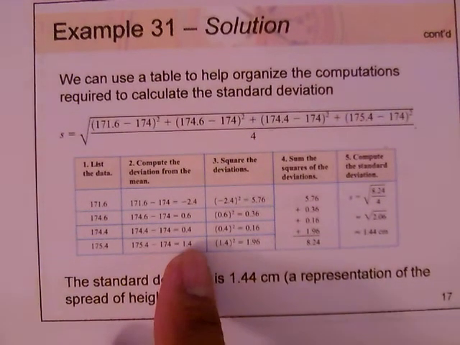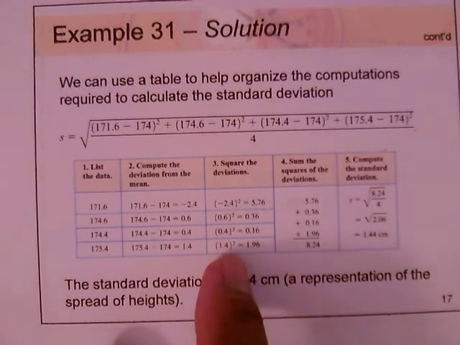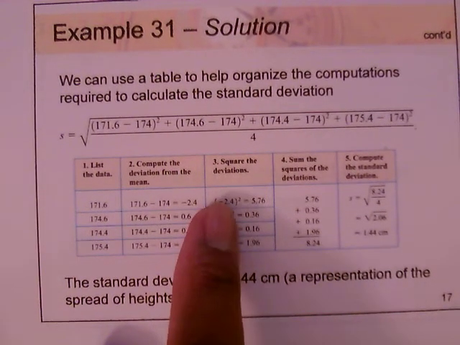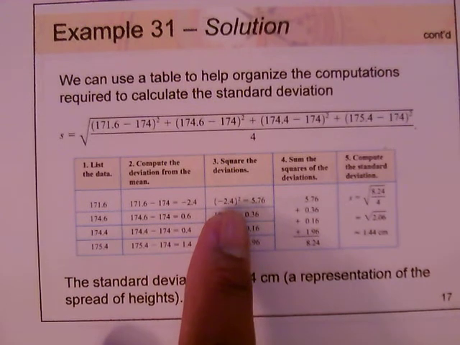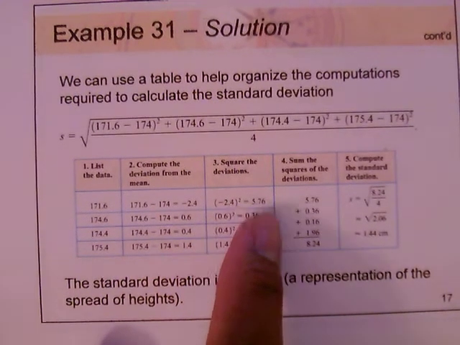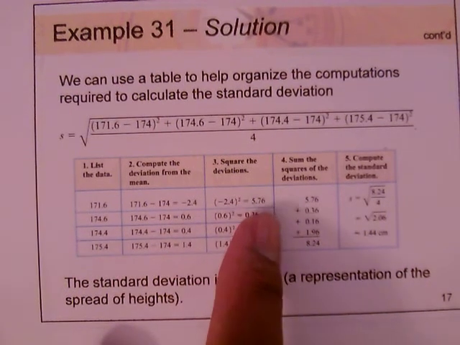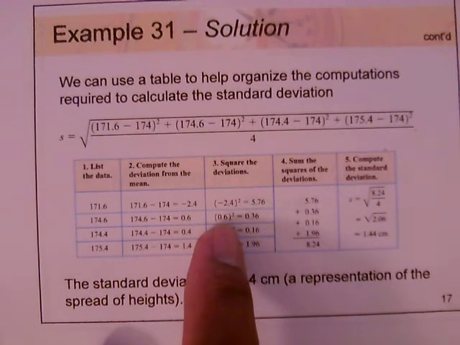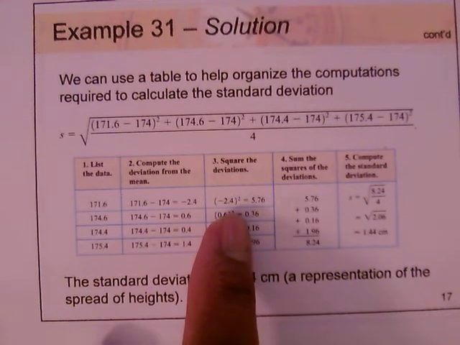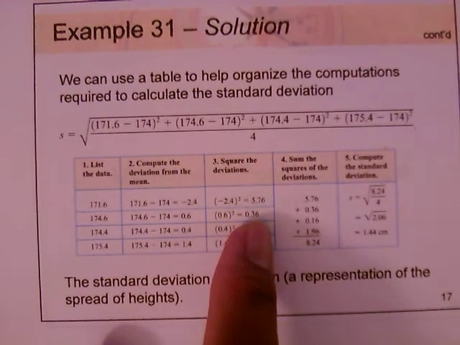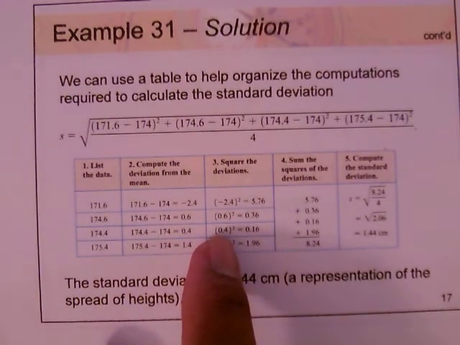And then in the next column, they squared the deviations. If you take negative 2.4 and square it, you get 5.76. If you square a negative, you get a positive value. And then 0.6 squared is 0.36. And then 0.4 squared would be 0.16.